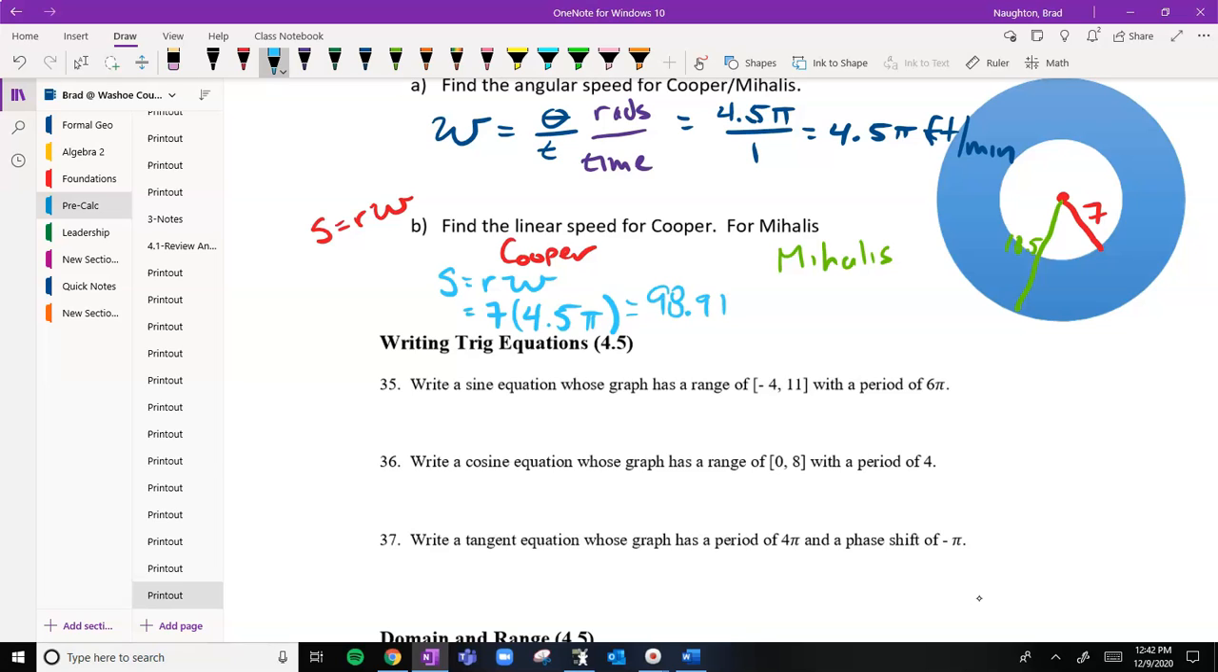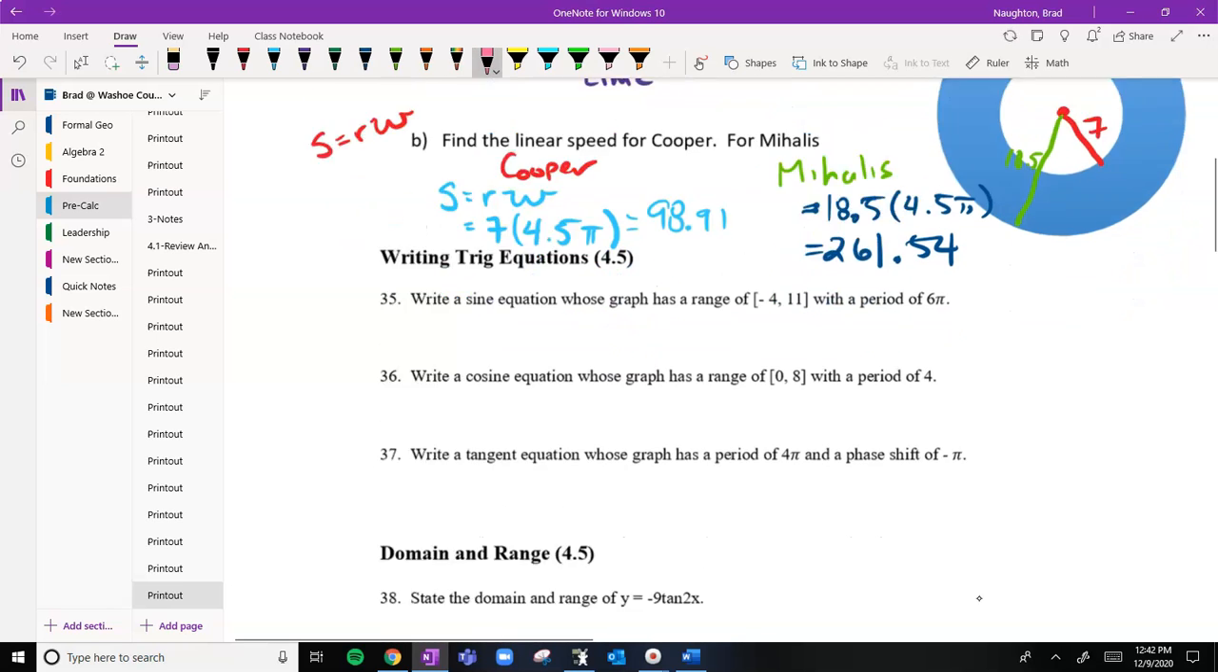9891, and that's obviously going to be feet per minute. Alrighty, let's find Mihalis. So in this case, it's going to be 18.5, and then 4.5 pi, and then when we plug that into a calculator, we're going to get 261.54. Gravy?